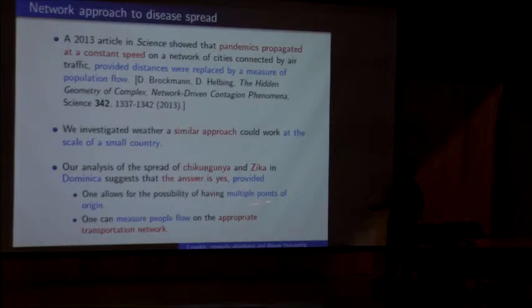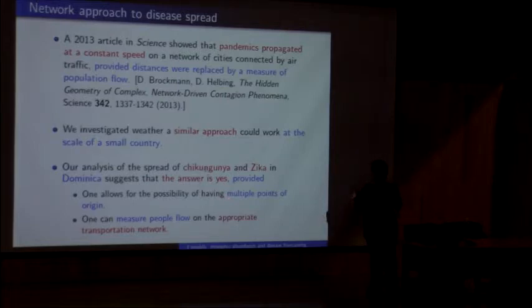One is that you could have multiple points of origin instead of just one. And the reason is if two different people from, say, Dominica fly to a place where there is chikungunya, they come back home, they're not necessarily going to come back home in the same city. They're going to come back wherever their home is. So that would explain that you might have multiple points of origin of the disease within a given country.